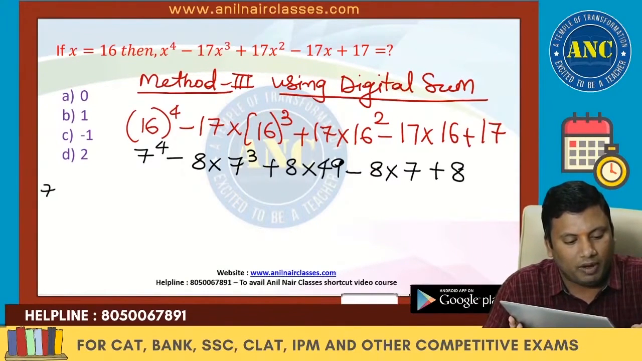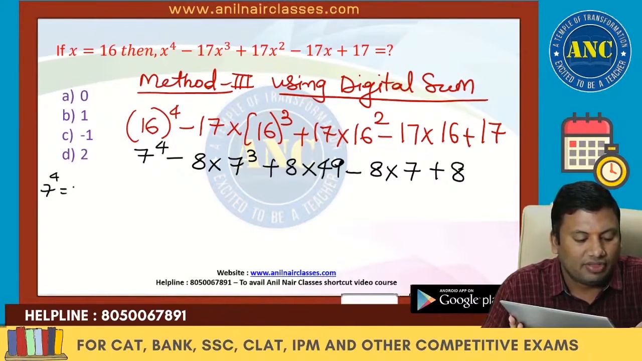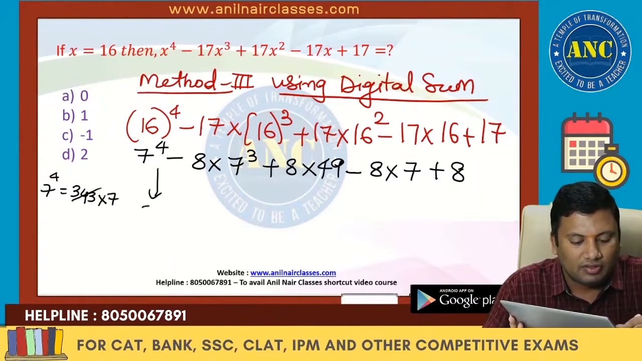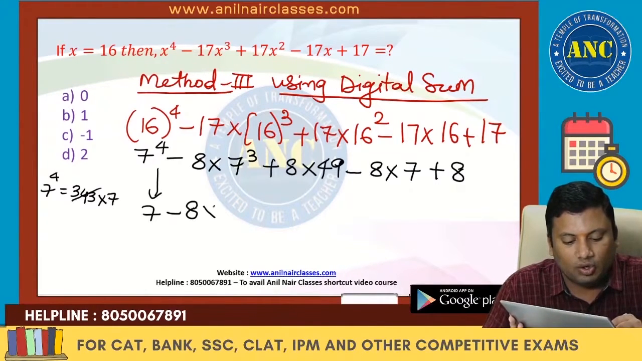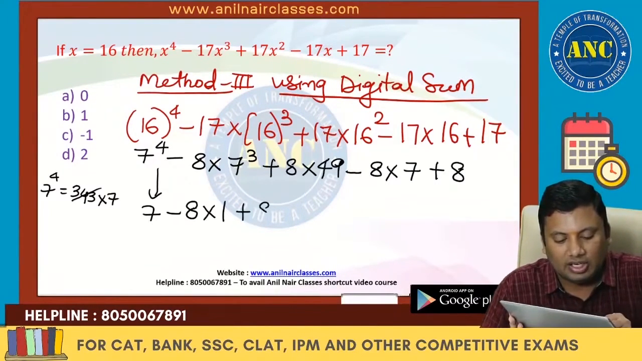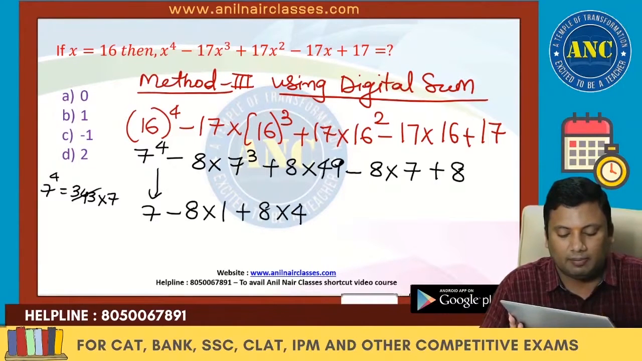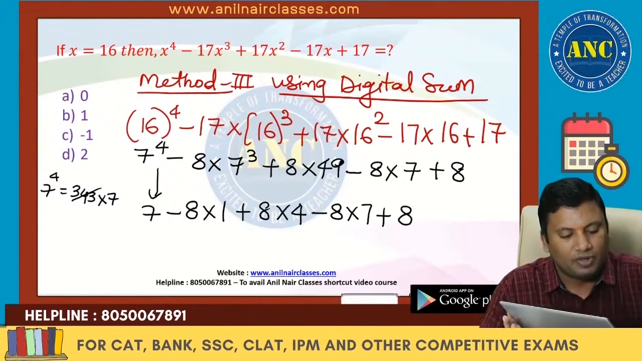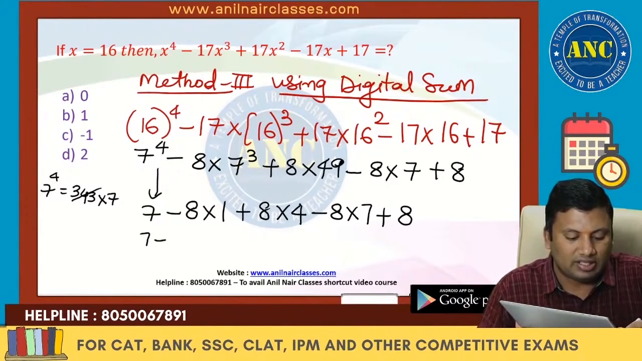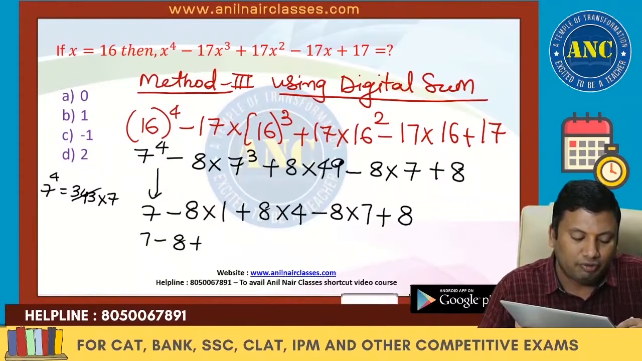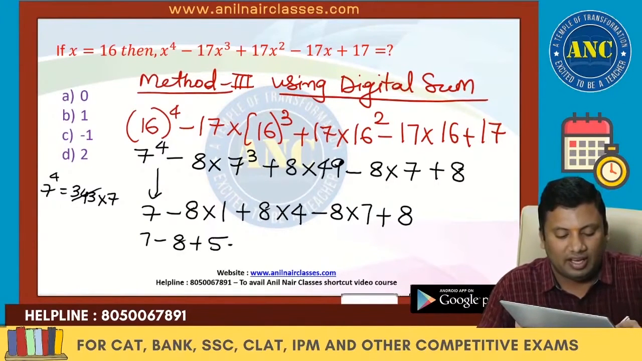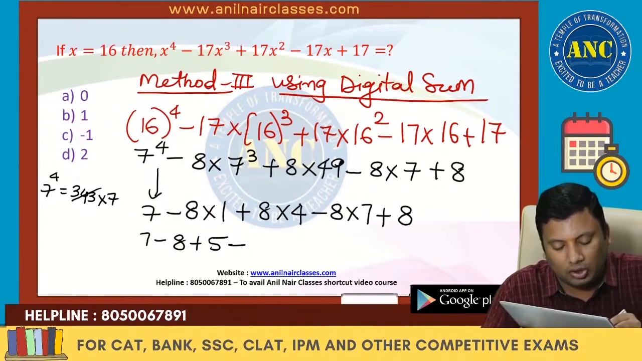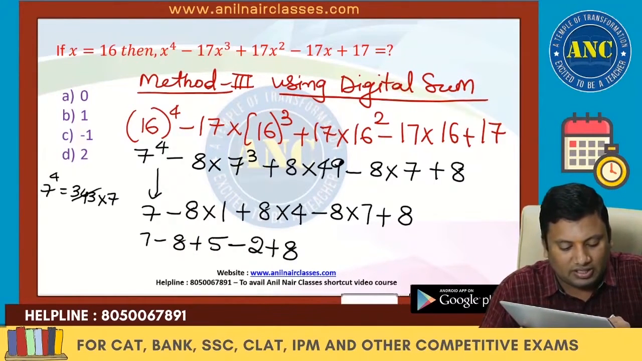7 power 4 is 7 cube into 7. 7 cube's digital sum is 1. 8 into 49, digital sum is 4. Minus 8 into 7 plus 8. Now see here, these are nothing but 7 minus 8. 8 4s are 32, which is 5. 8 7s are 56, 5 plus 6 is 11, 1 plus 1 is 2. And it is plus 8.